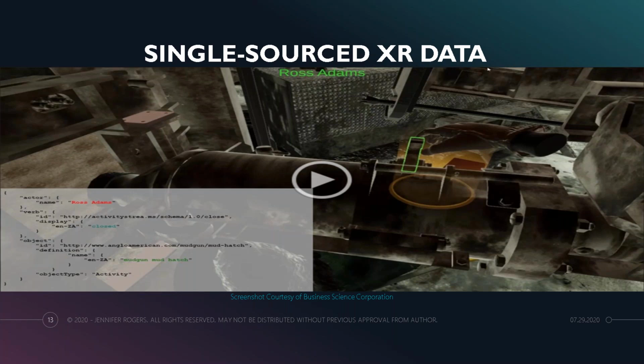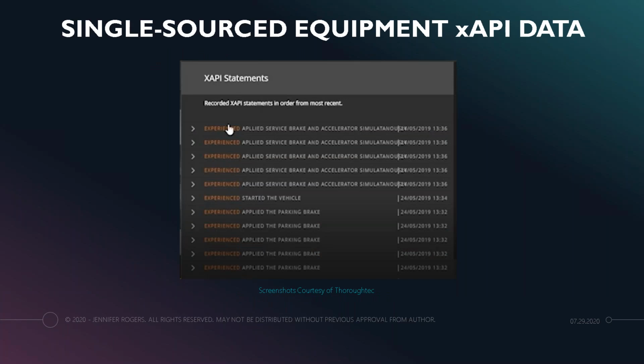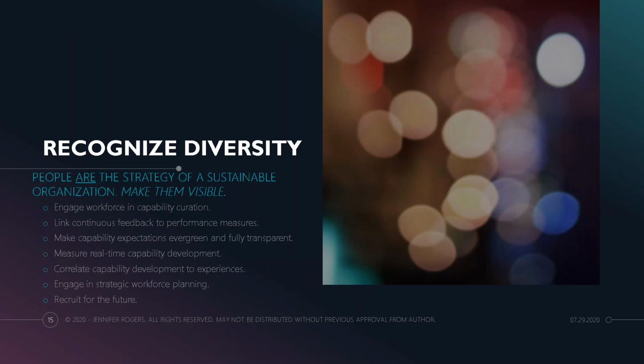Lots of great work already happening here, and an example in the slide of really using that xAPI data in XR to really measure the behaviors that people are performing in an operational context. So in this case, our good friend Ross is closing a mud hatch, once again in a processing environment, but really gives us the idea of what those behaviors are and how they're shifting and moving. And then furthermore, another example from operational equipment, in this case, a colleague applying a service brake and an accelerator simultaneously. These are the behaviors that we want to see to make sure that we're actually tracking.